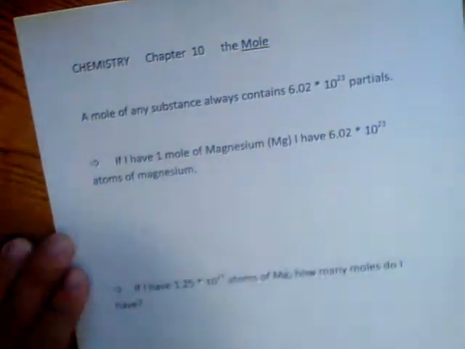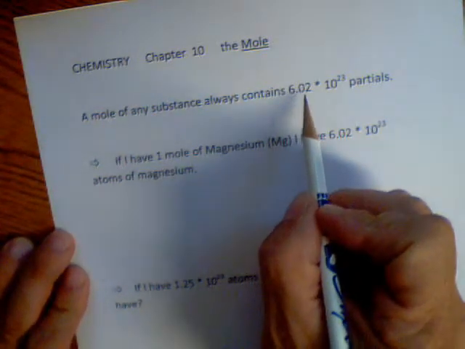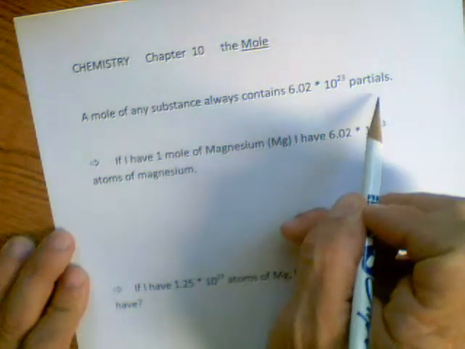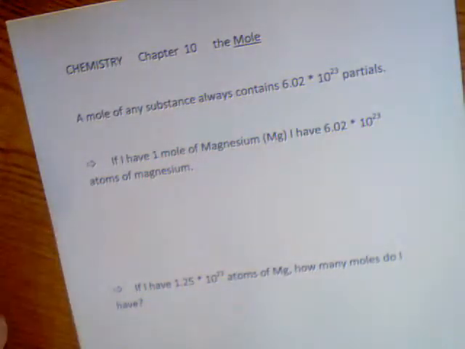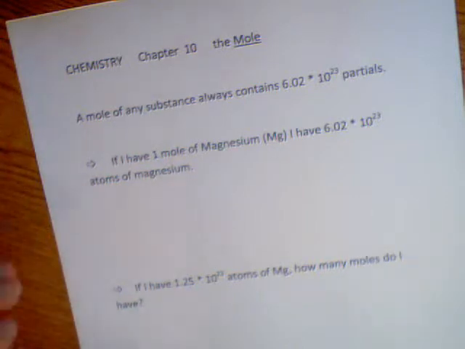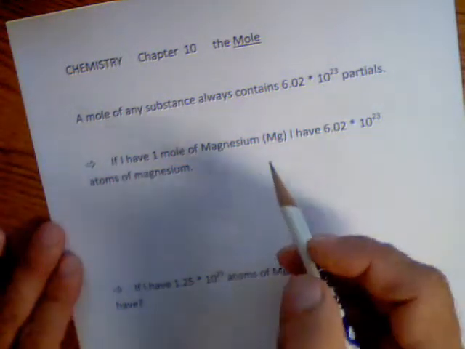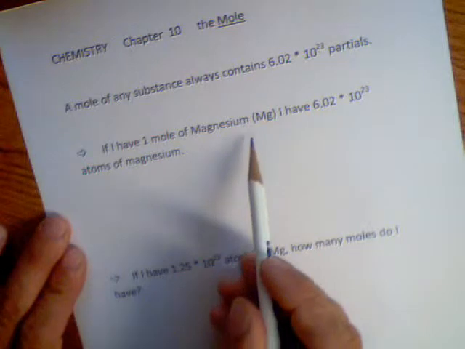A mole of any substance always contains 6.02 times 10 to the 23rd particles. So you could have a mole of anything. You can have a mole of jelly beans. You can have a mole of marshmallows, just like you can have a dozen eggs, or a dozen marshmallows. You could have a mole of any substance. We're interested in moles of elements.